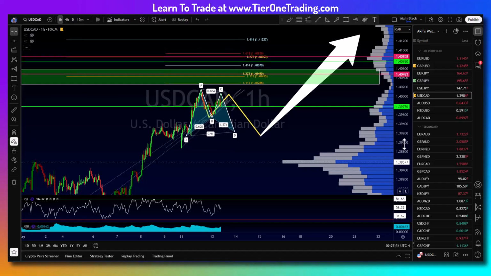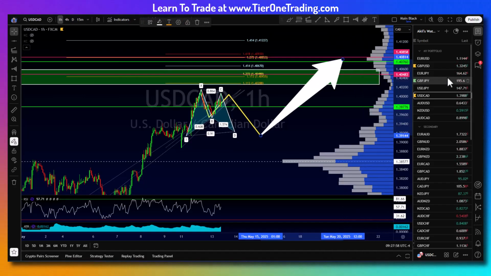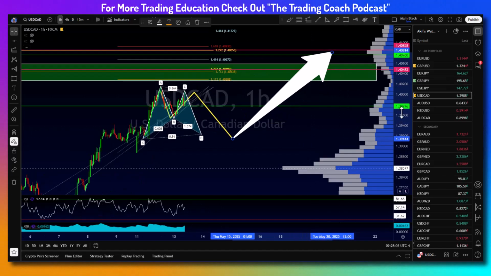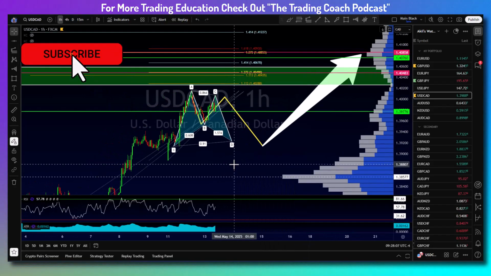That's kind of the cool bit about when you can understand patterns and general price action movement and how they work with each other.